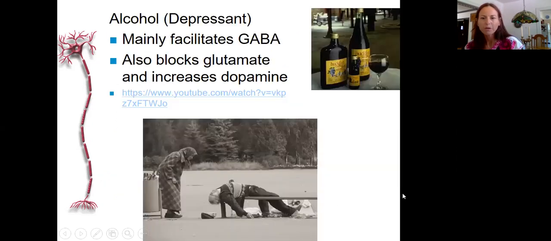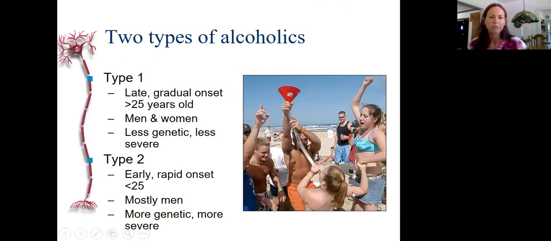Okay, finally, let's talk about alcohol. Alcohol is a depressant, and it does its work mainly through the neurotransmitter GABA. It also is going to block glutamate, and it increases dopamine, however, not as effectively as some of these other drugs. But mainly it's going to do its work through GABA, and GABA is an inhibitory neurotransmitter, so it's not surprising that we get tired on alcohol.